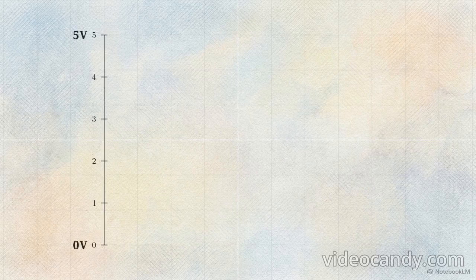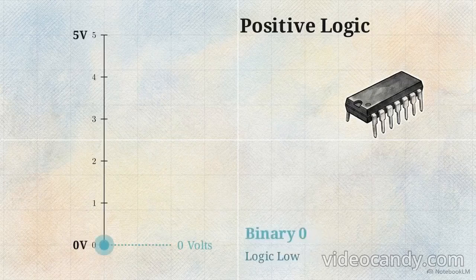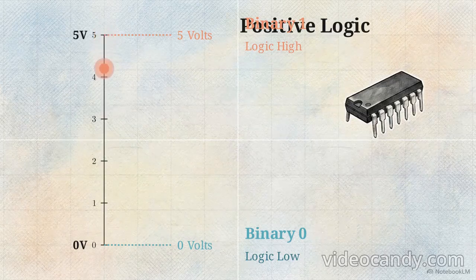This scale represents a common operating range for electronic circuits, from 0 to 5 volts. In digital systems, a binary digit, or bit, is simply a conceptual label applied to a specific physical voltage state on this scale. Under standard engineering practices, known as positive logic, we map a lack of voltage to the binary 0. If the circuit reads 0 volts, the system registers a logic low state. Conversely, applying the maximum operational voltage, in this case positive 5 volts, triggers the binary 1. The system registers a logic high.